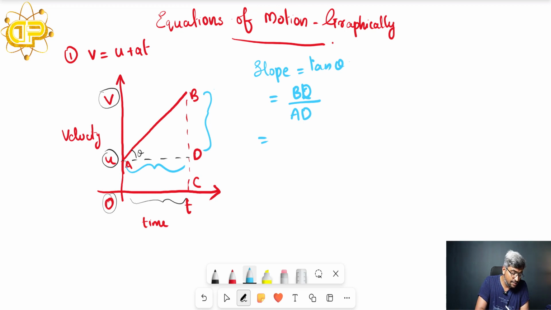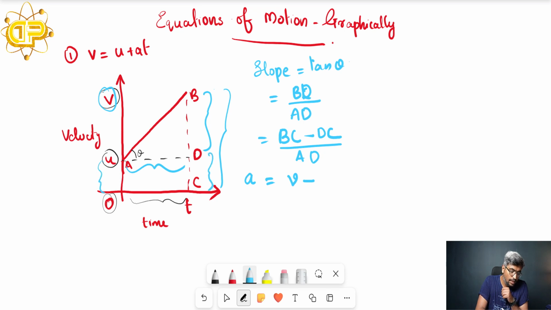And what is BD? This value can be found out by BC minus DC, divided by AD. And here you can see that the slope of the graph is nothing but the acceleration. A is equal to BC. BC means this total, which is the final velocity V, minus what is DC? DC is nothing but U, that is the initial velocity, divided by AD, that is this one. This one is nothing but the time, so it is the time t.